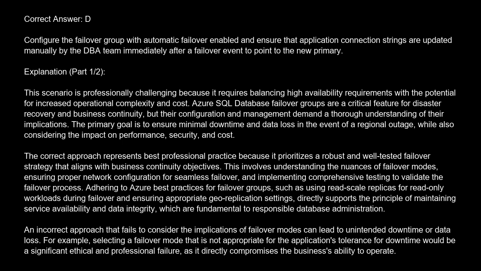Adhering to Azure best practices for failover groups, such as using read-scale replicas for read-only workloads during failover and ensuring appropriate geo-replication settings, directly supports the principle of maintaining service availability and data integrity, which are fundamental to responsible database administration. An incorrect approach that fails to consider the implications of failover modes can lead to unintended downtime or data loss. For example, selecting a failover mode that is not appropriate for the application's tolerance for downtime would be a significant ethical and professional failure, as it directly compromises the business's ability to operate.